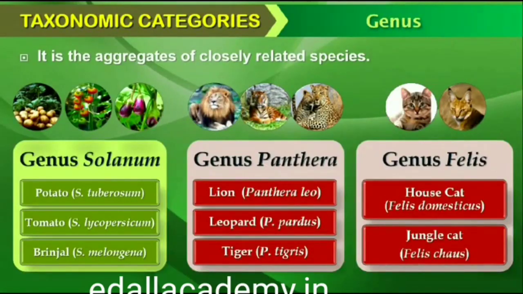1.3.2 Genus. Genus comprises a group of related species which has more characters in common in comparison to species of other genera. We can say that genera are aggregates of closely related species. For example, potato and brinjal are two different species but both belong to the genus Solanum. Lion, Panthera leo, leopard, P. pardus, and tiger, P. tigris, with several common features, are all species of the genus Panthera. This genus differs from another genus Felis, which includes cats.